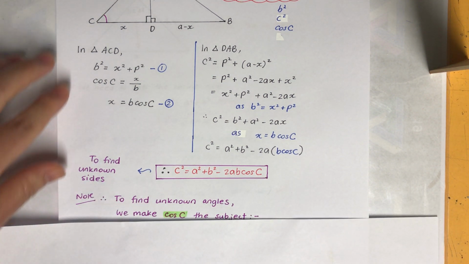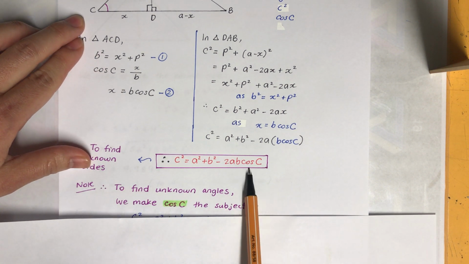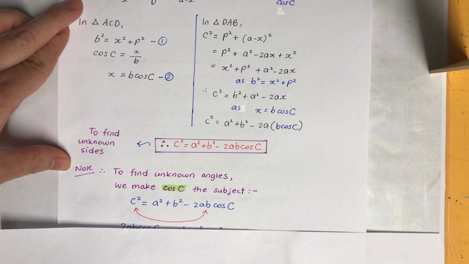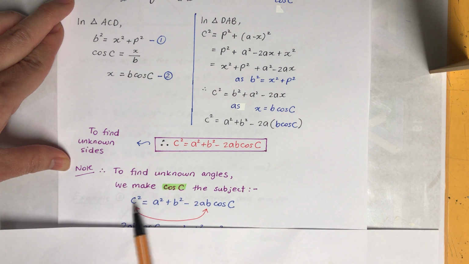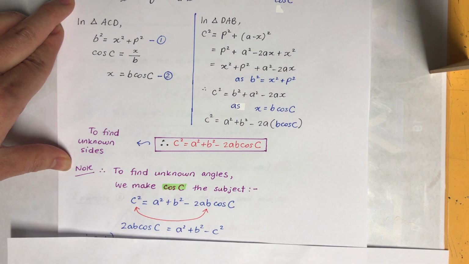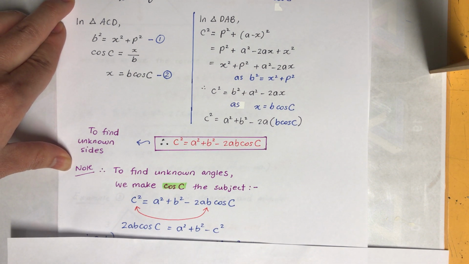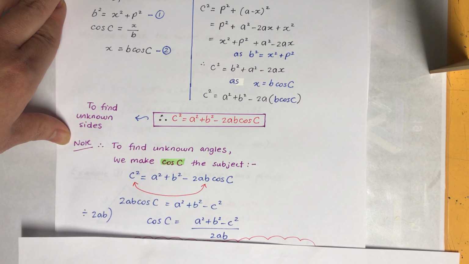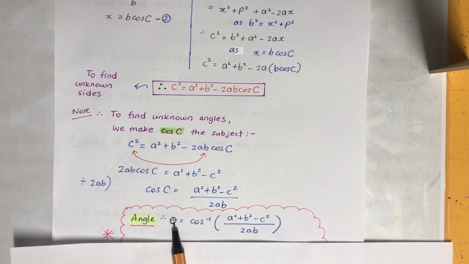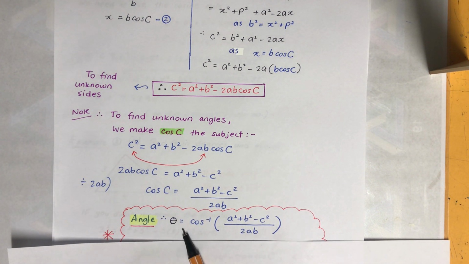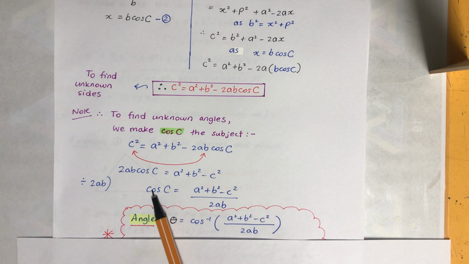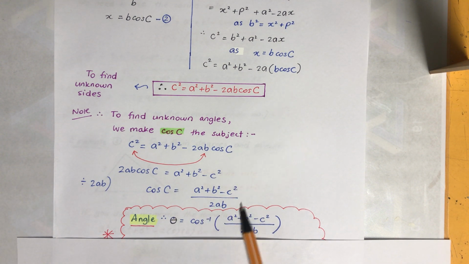And what if I want to find the unknown angle? Now, the only angle part here is cos C. So I'm going to make cos C the subject. So what I've done is I just swapped this around so that cos C is positive. I don't need 2AB on the left hand side with the cos C. I want it to be by itself, so I divide by 2AB, and then I will get that. I'll just change it into theta, because C equals doesn't look like an angle. Because I move the cos to the other side, it'll be inverse cos, and the whole thing here.